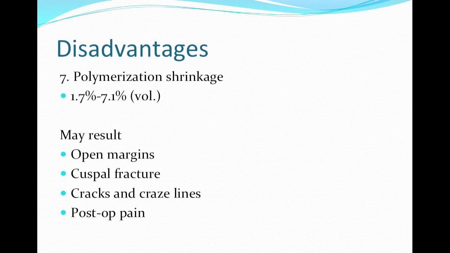Another disadvantage is the polymerization shrinkage that I was talking about. It can lead to open margins, like I said, and cuspal fracture. The reason for that is if the composite is bonded to a cusp and then you cure it, through the bonds it could pull those cusp parts together and put tension on the cusp, which could lead to fracture. It could lead to craze lines, and it can lead to post-op sensitivity as well.